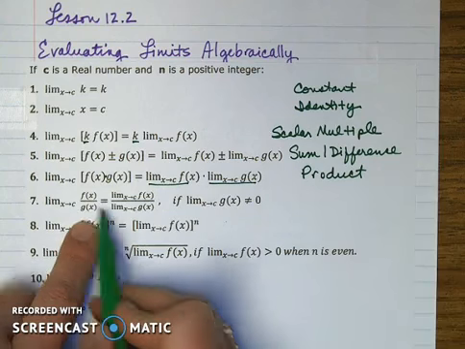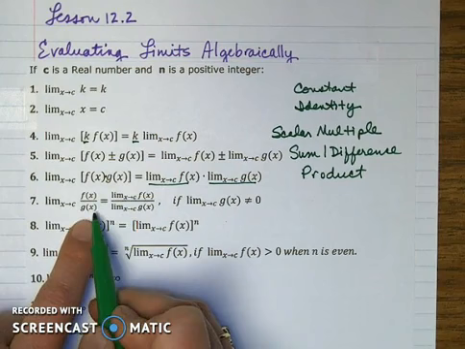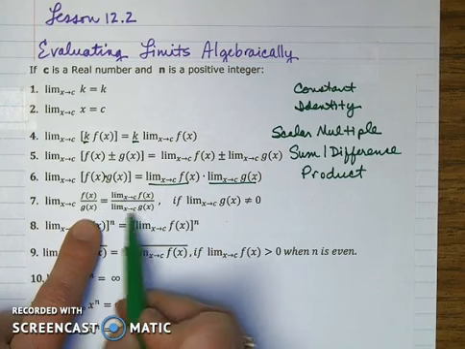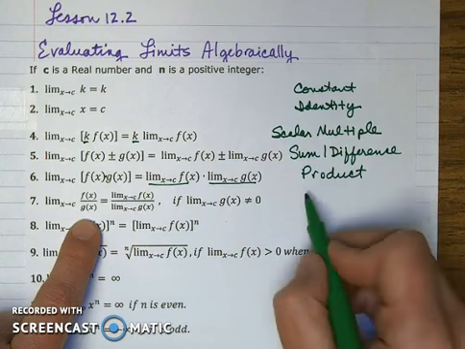This one, if you're dividing, you can take the limit of each one. Now, because you're dividing and you're creating this rational function here, the limit of the denominator, the g function, cannot equal 0. We, of course, call that the quotient property.